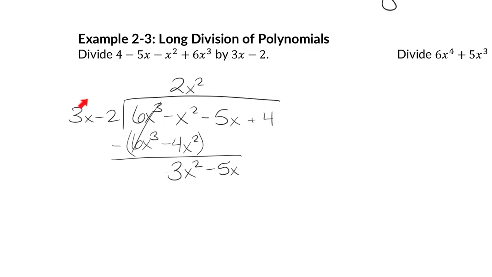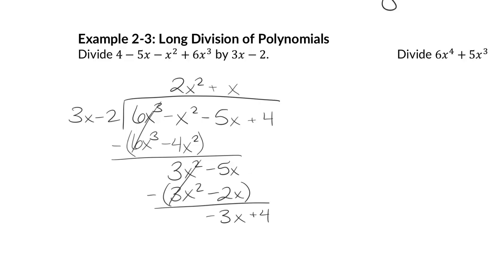First term, divide by first term. 3x squared divided by 3x is a positive 1x. Then we distribute. 3x times x is 3x squared. Negative 2 times x is negative 2x. We subtract everything. The first terms can and should cancel, but after that we have negative negative, which is positive, so it's negative 5x plus 2x, which is negative 3x. Bring down the plus 4.